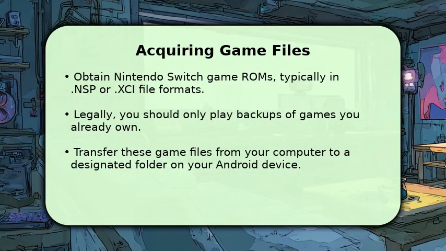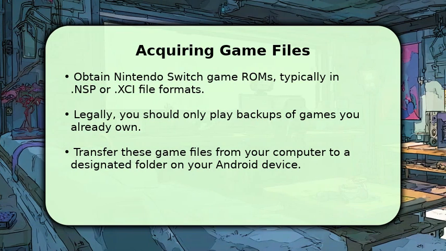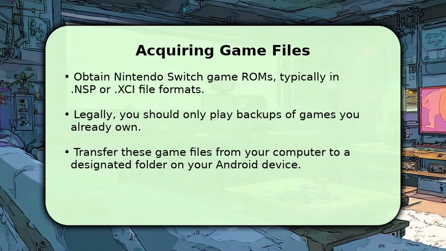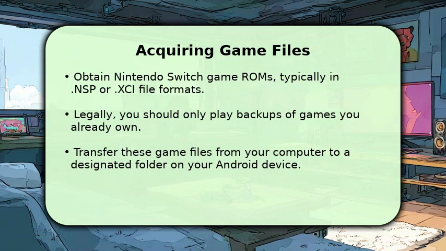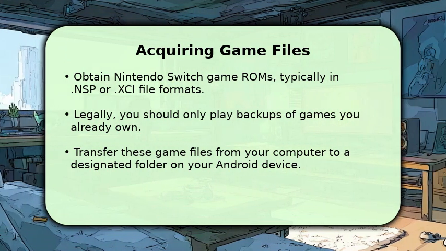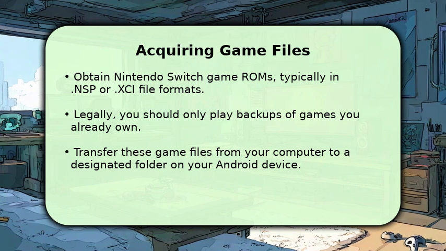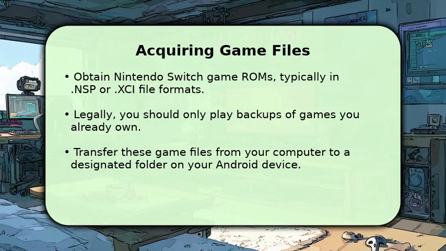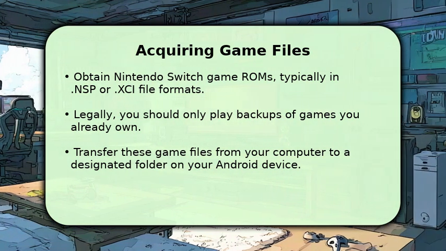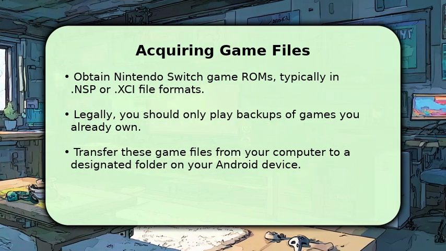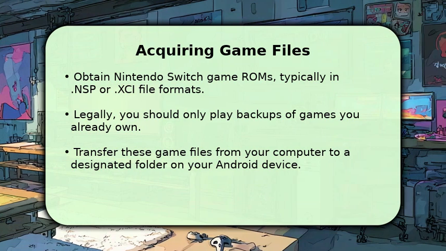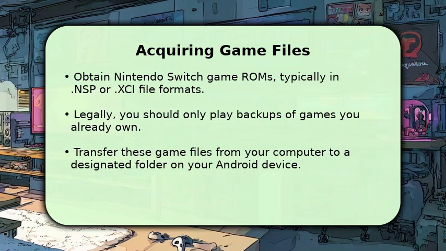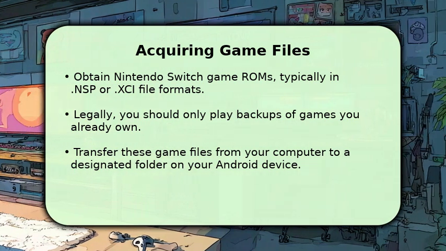Next, you need to acquire the game files themselves, often referred to as ROMs. These usually come in NSB or XCI formats and can be quite large, sometimes upwards of 10 gigabytes for a single title. For legal and ethical reasons, we strongly recommend that you only use backups of games you personally own. Once acquired, transfer these large files to a clearly designated folder on your Android device, preparing them for the emulator.